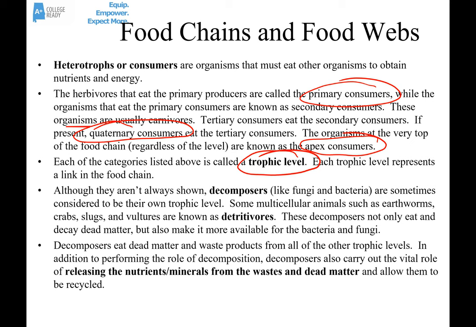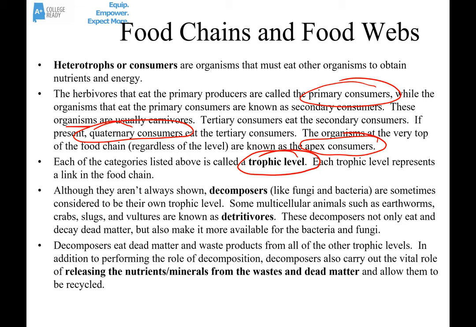So decomposers eat dead matter and waste products from all of the trophic levels. And in addition to performing the role of decomposition, maybe the more important thing they do is that they release the nutrients and the minerals from those decomposing waste and dead matter and put them back into the soil, back into the environment, so they can be recycled. So we think of decomposers as mineral recyclers or atom recyclers, matter recyclers even.